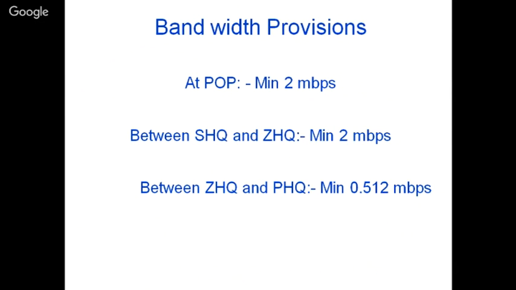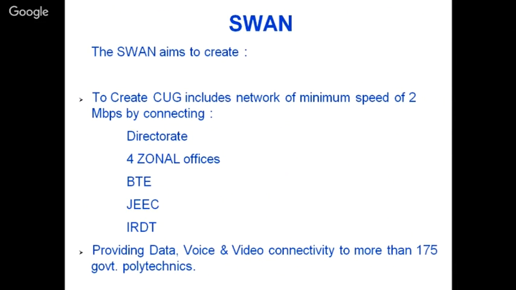Between the state headquarter and zonal headquarter, we should have 2 Mbps. But between a zonal headquarter and polytechnic headquarter, it may be lesser also, 0.512 Mbps. It will serve the purpose for routine operations. So SWAN aims to link the directorates, the zonal offices, the board of technical education, and the institute for research, development and training. What type of activities do they wish to get covered under it?